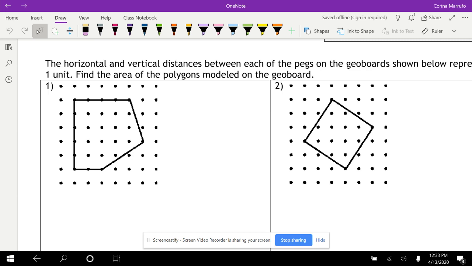So for this problem, I'm going to go ahead and split this up into multiple shapes. So I'm going to split it right here, I think would be the simplest. So if you look up here, we have this shape, which is called a trapezoid. And then on the bottom, we have another trapezoid. Okay, so we're gonna find the area of both trapezoids and add them together.